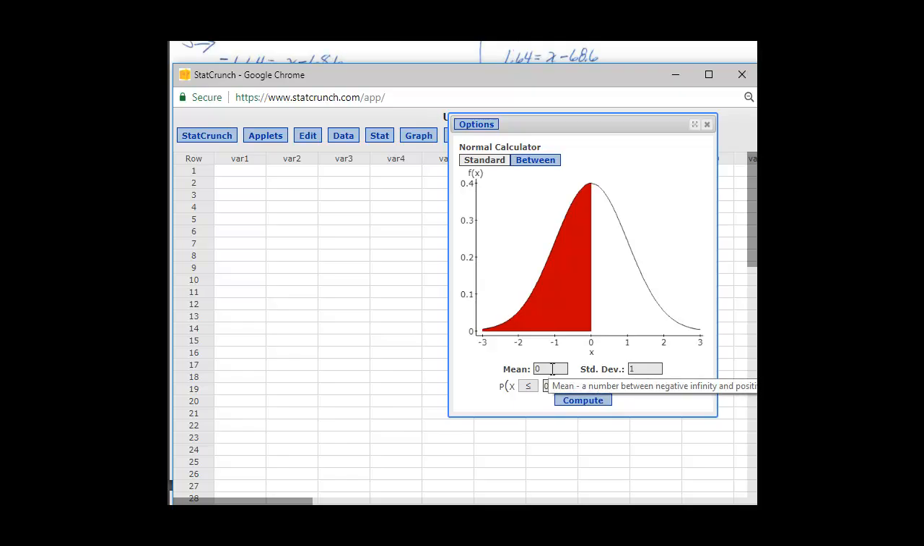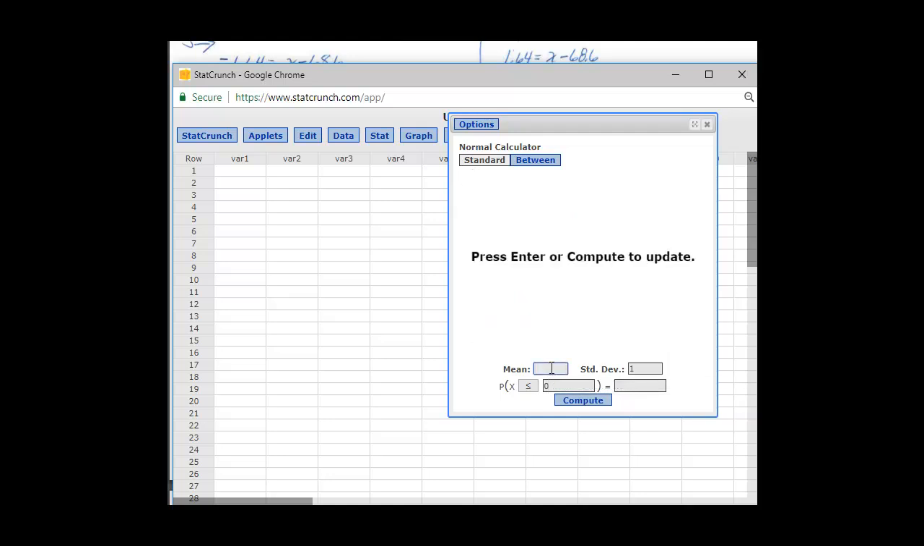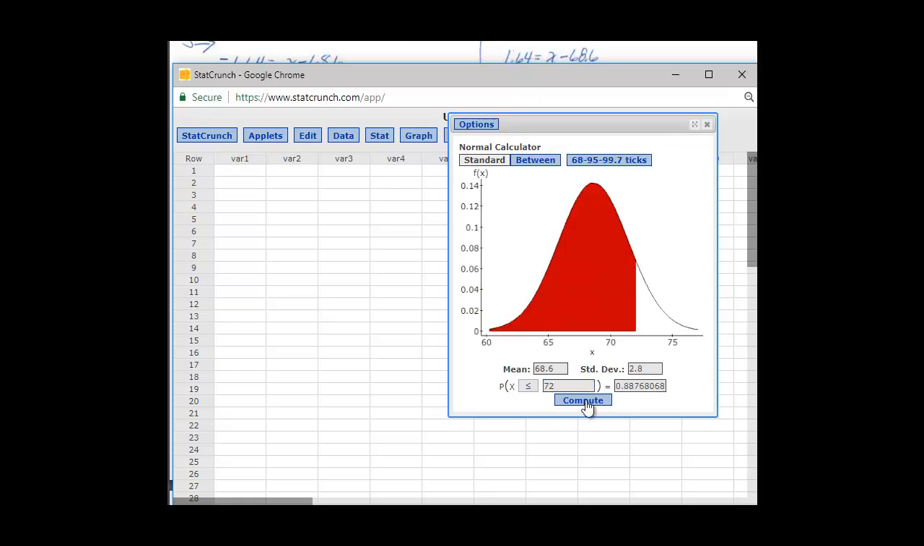So on our first one, the mean height of men was 68.6. The standard deviation was 2.8. And we were looking at a height of 72. Remember, our data value goes in here. And then when we compute this, we can see that 88.8 percent of the population would be below this 72, but that isn't really what we need.